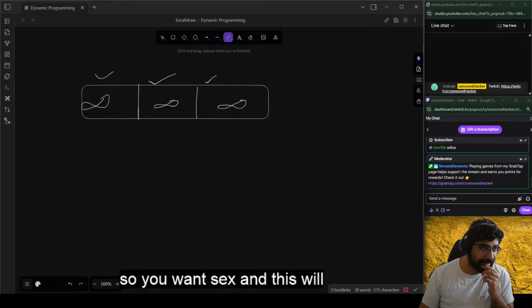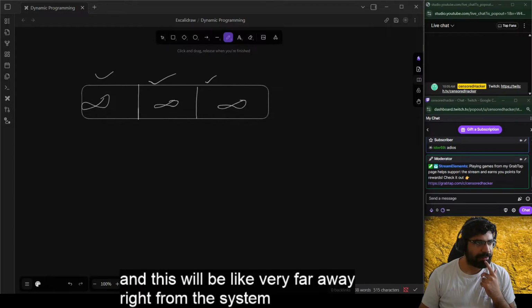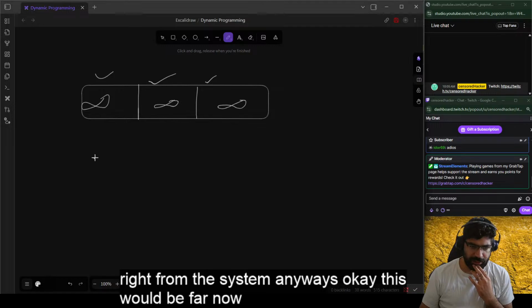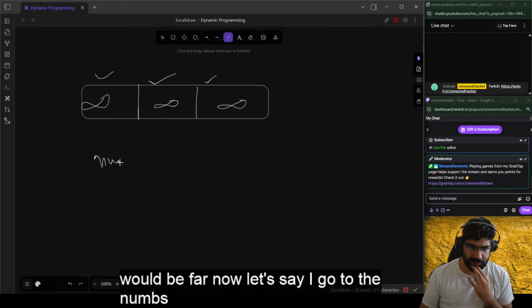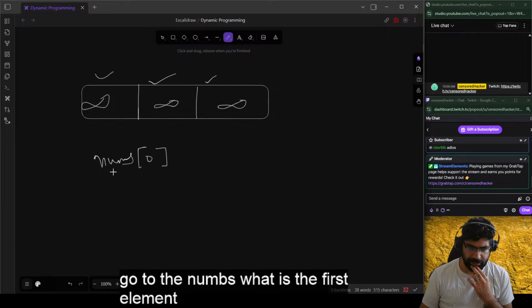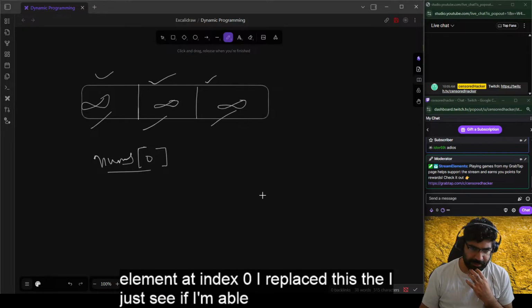And this will be very far away from the system anyways. Okay, this would be far. Now let's say I go to the nums, whatever is the first element at index 0. I replace this, I just see if I'm able to replace it, then go to the next one.